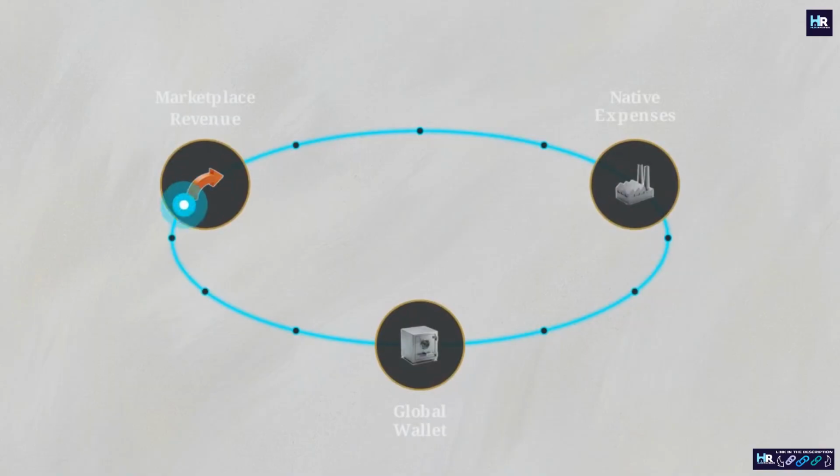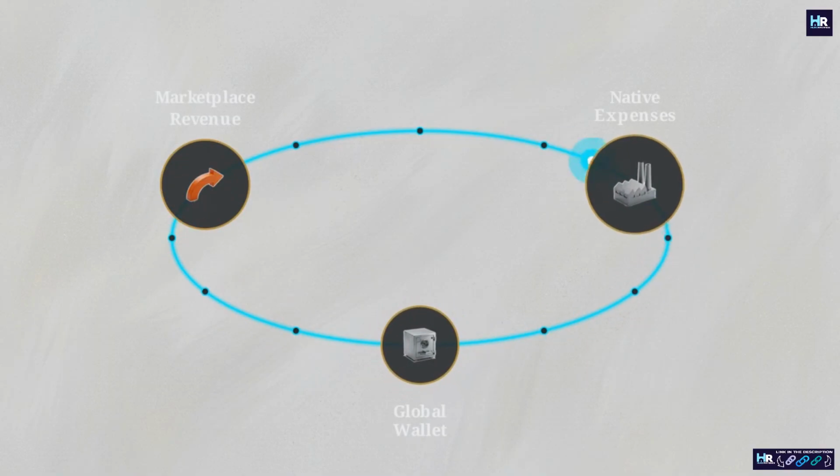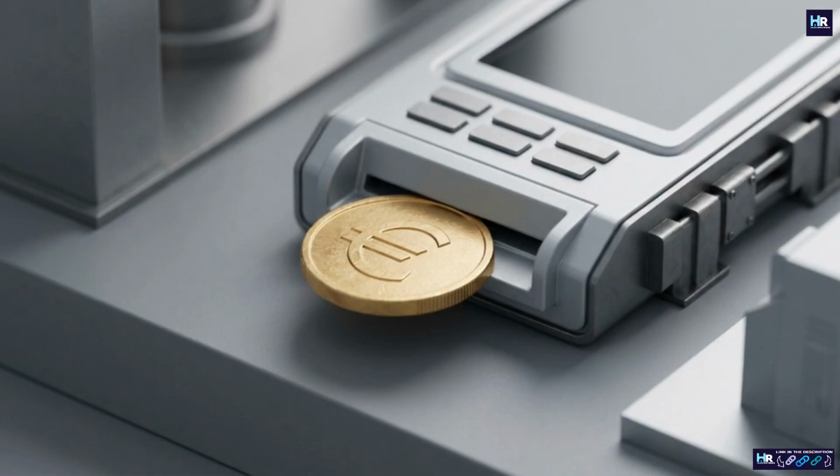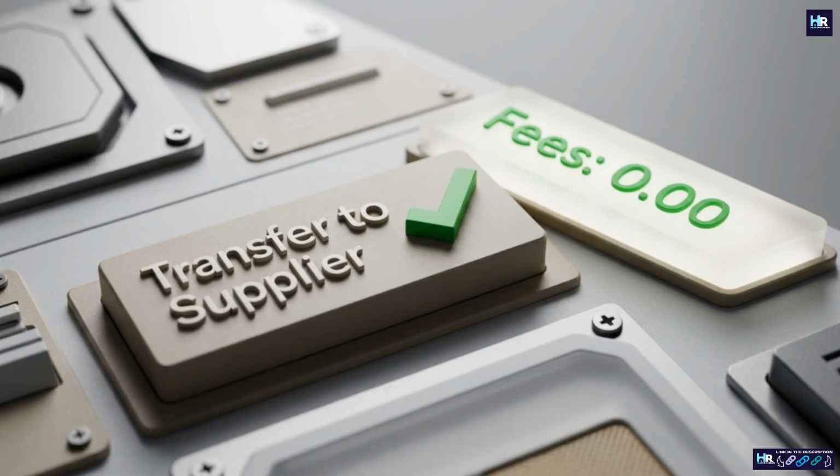By settling invoices and ad spend natively, you close the circuit. You receive foreign currency, you hold it, and spend it. The double conversion loop is severed, and traditional banks no longer extract a toll from your cash flow.